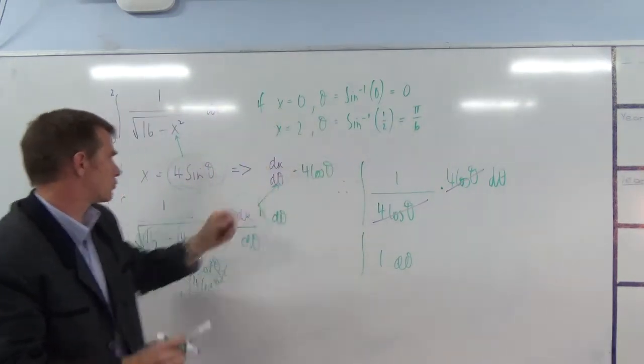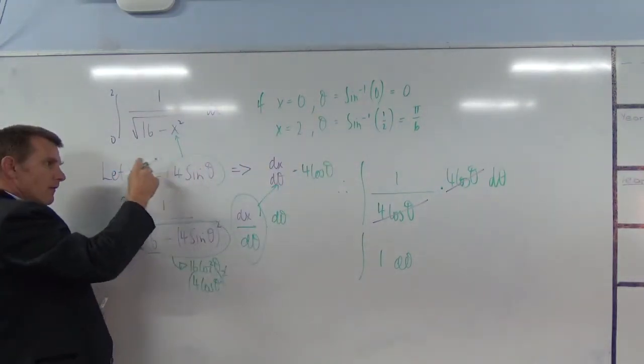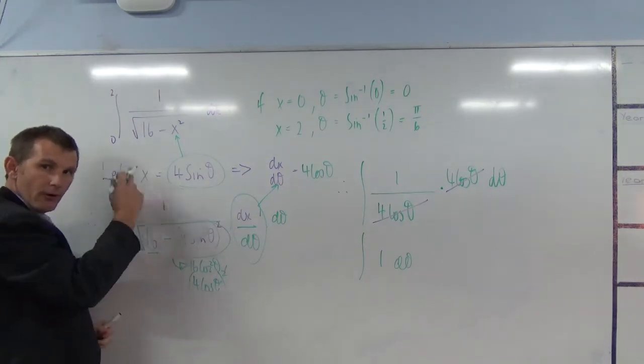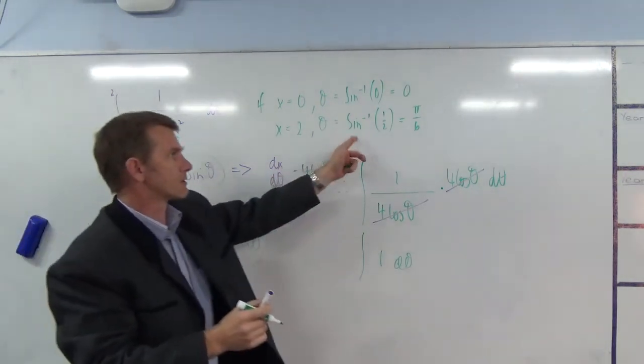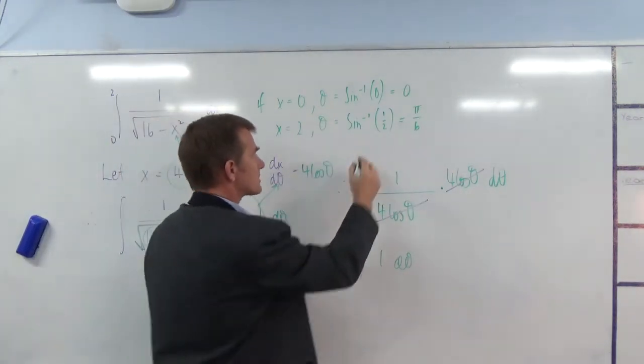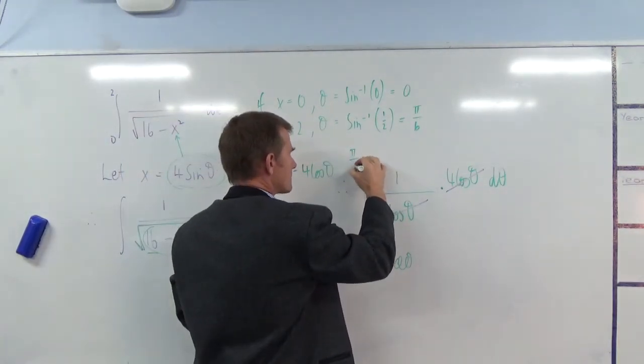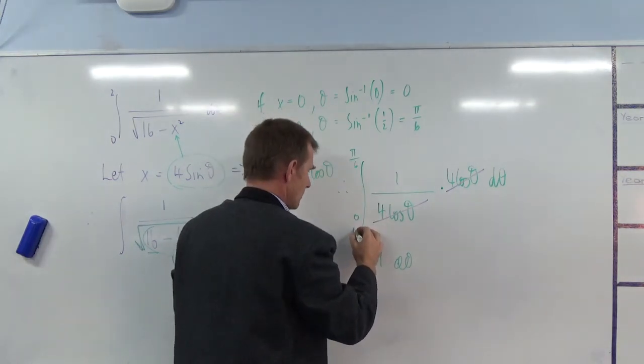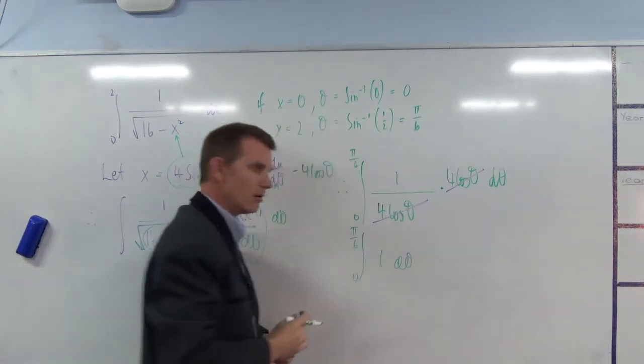Similarly here, x equals 2. Put a 2 in there. Divide the 4 across. That's 2 over 4, a half. Therefore, sine to the minus 1 of a half, pi over 6. So my limits, now let's add them into both of these ones. Pi over 6 and 0.